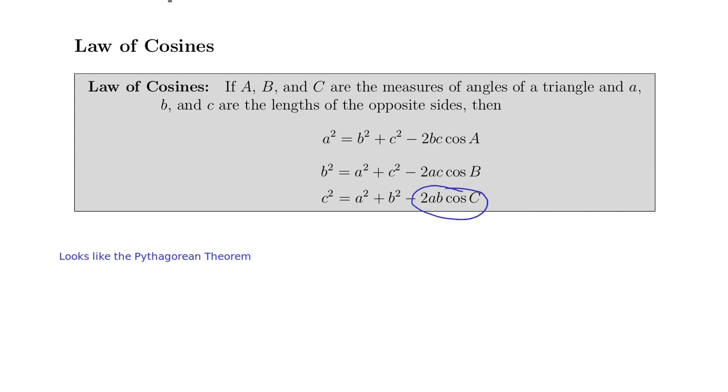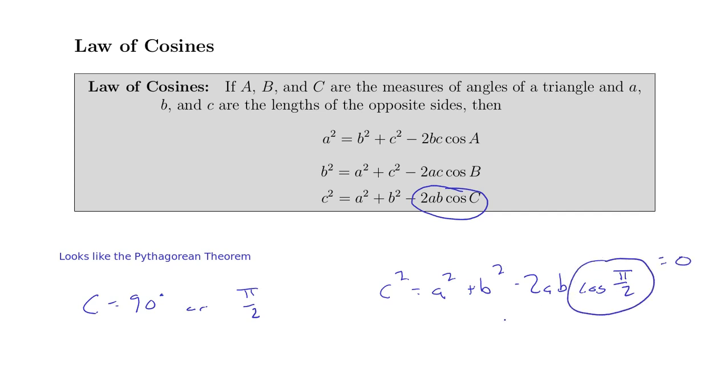Now, the Pythagorean Theorem works for right angle triangles. So what I want to do is take a look at this third one and say, what if C was equal to 90 degrees, or pi over 2 radians? Well, then c squared would equal a squared plus b squared minus 2ab cosine of pi over 2. And cosine of pi over 2 is 0. So c squared equals a squared plus b squared. So the Pythagorean theorem is just the law of cosines when the angle here is 90 degrees, or pi over 2, when we have a right angle.